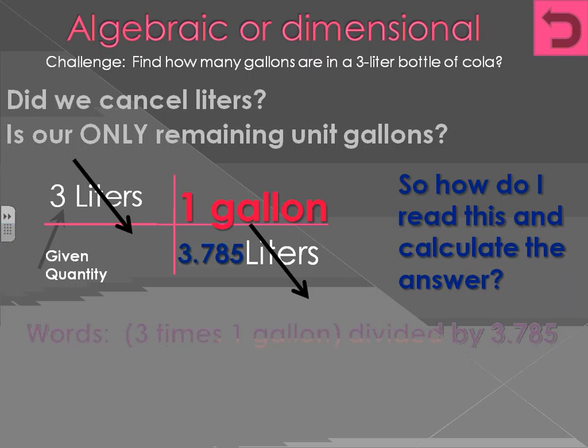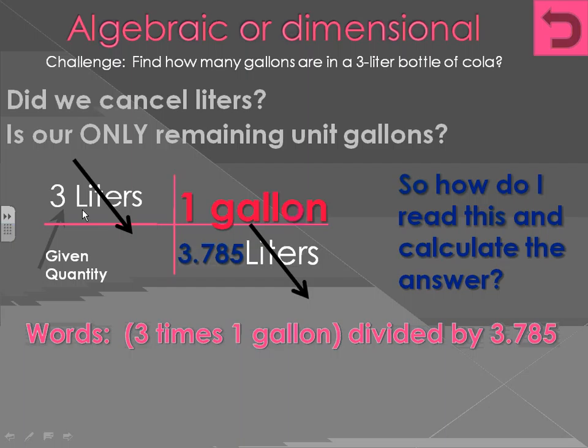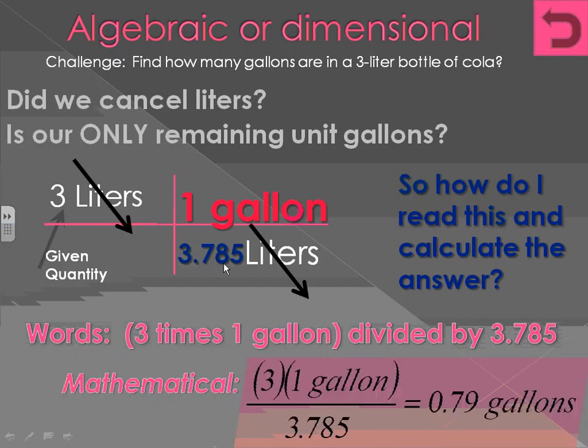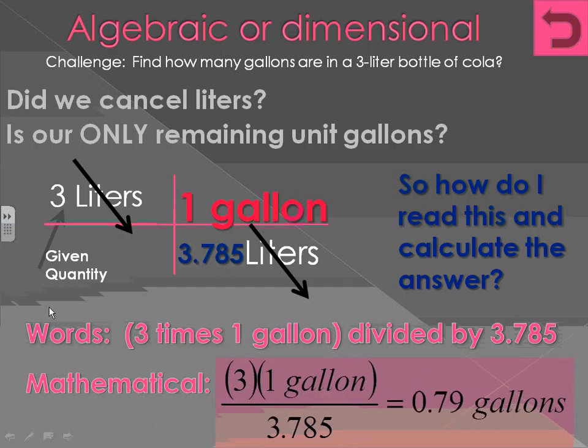So how do I read this? Here it is in words. 3, this is canceled out, times 1 gallon divided by 3.785, and that's how you punch it into the calculator. 3 times 1 divided by 3.785. We leave this unit in here because that's the important part. That's what we wanted. We should end up with 0.79 gallons.